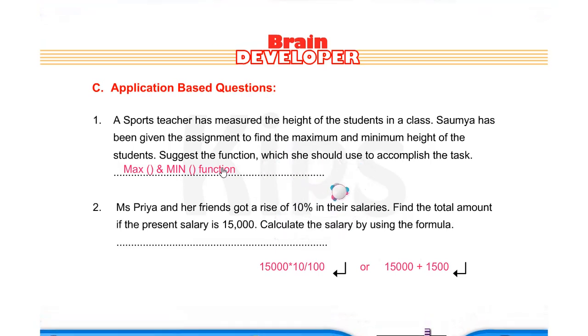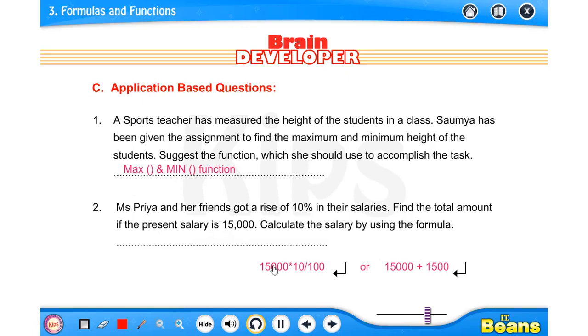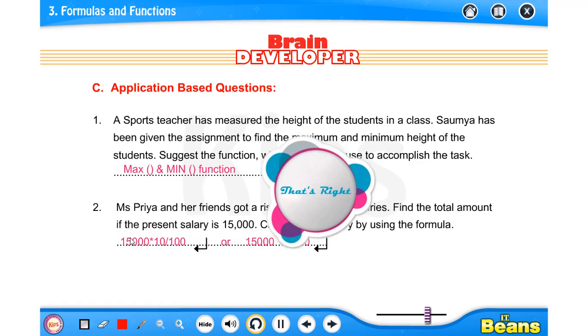Now second one, Miss Priya and her friends got a rise of 10% in their salaries, means 10% of the salaries are increased. Find the total amount if the present salary is 15,000. Calculate the salary by using the formula. Firstly, we will calculate the 10% of previous salary. So present salary was 15,000. So 10% of it is 1500. So what will be their new salary? 15,000 plus 1500. So this one is the correct answer here in front of you.